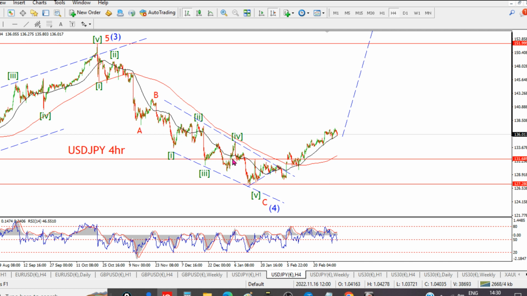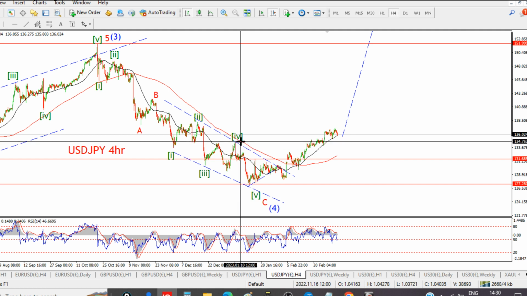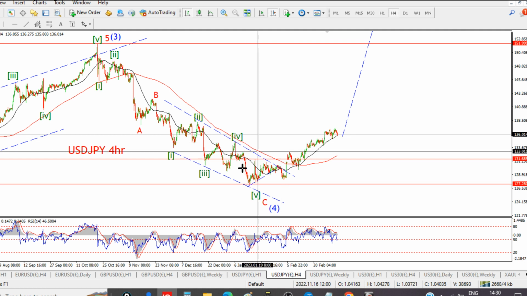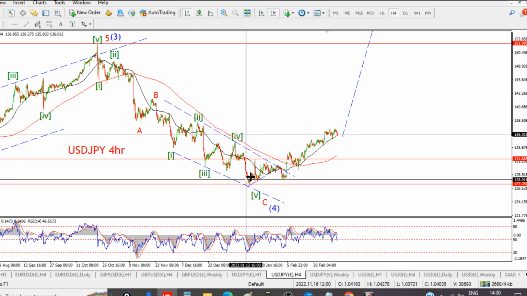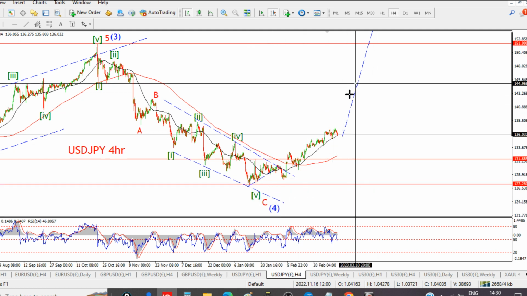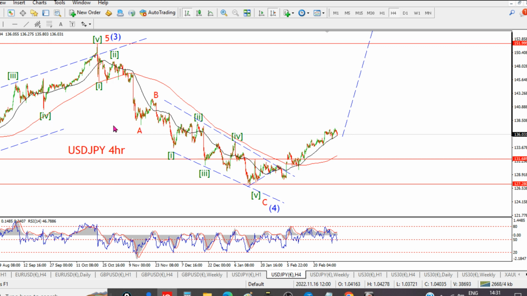So at this point, because we've broken above the previous wave 4 high at 134.75, I think we can be pretty sure that wave 4 is now done and wave 5 is underway. This is the wave A low here at 137.65. If we break above the wave A low, that again will add an increased probability factor to this bullish wave count.